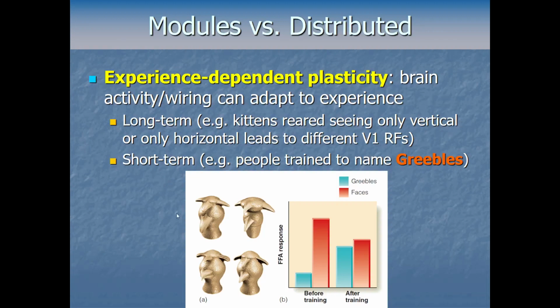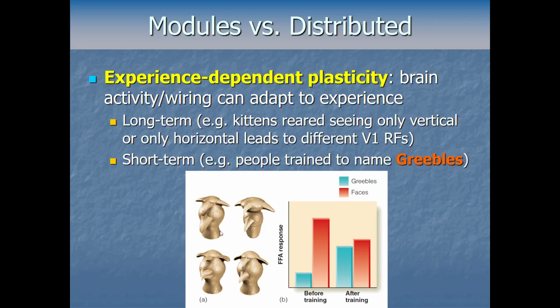After that training, they went back, put these people in the brain scanner, and once again would put faces or greebles in front of them. And sure enough, there's statistically no difference between these two bars, but we get activity for both faces and greebles in this case. So there's a change in what the fusiform face area is specialized to as we have more experience with greebles.